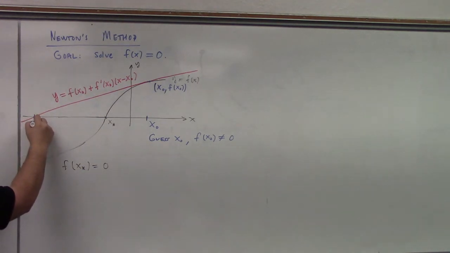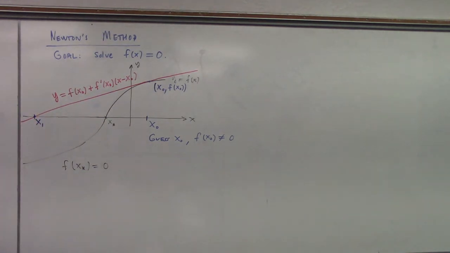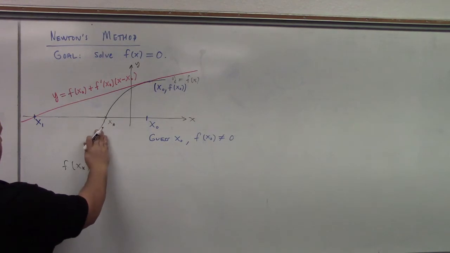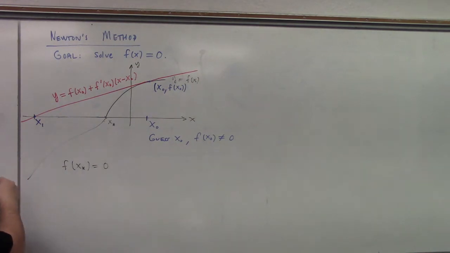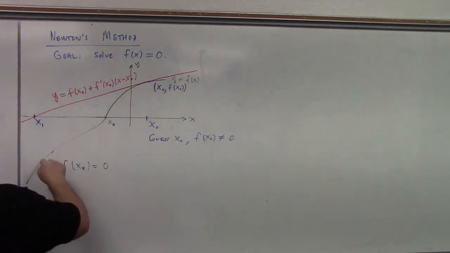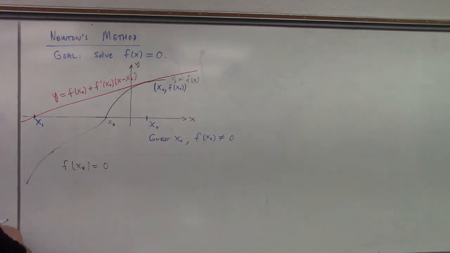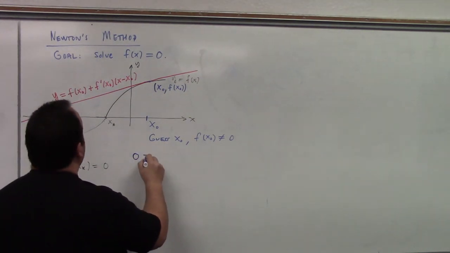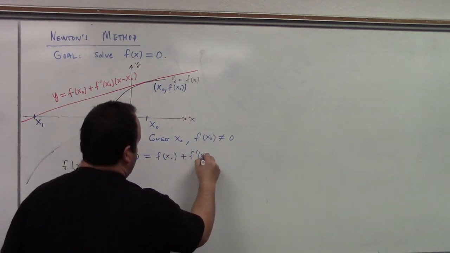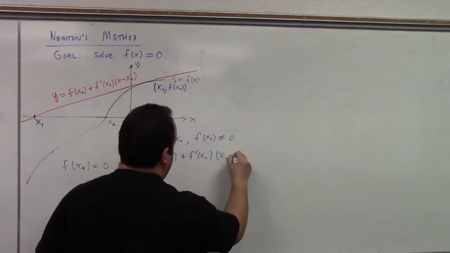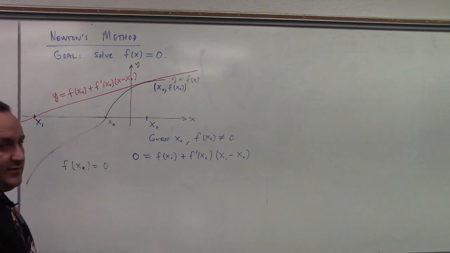We're going to call that x1. What's x1 equal to? Negative something. Let's see here if I can. How about this? We do the algebra. So we're setting 0 equal to f of x naught, whatever that is, plus f prime of x naught times x1 minus x naught, right? We need to solve that equation for x1.